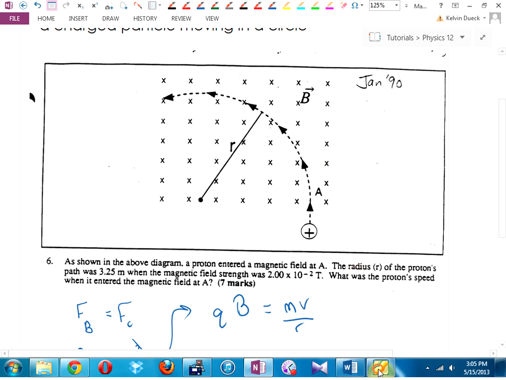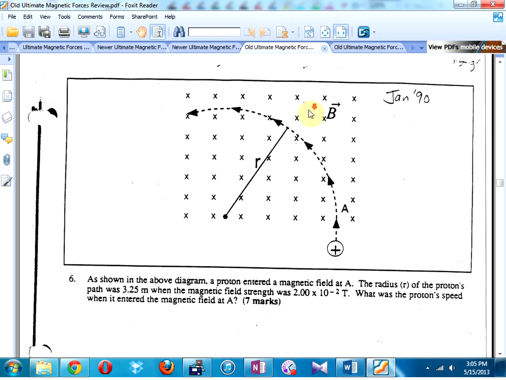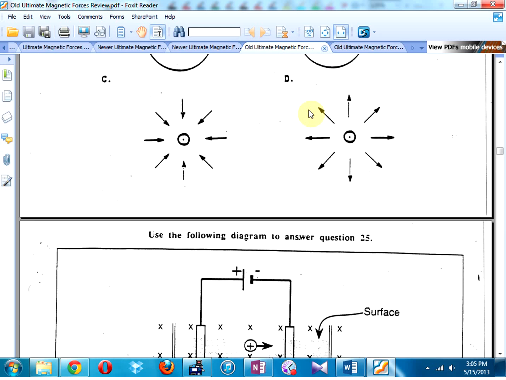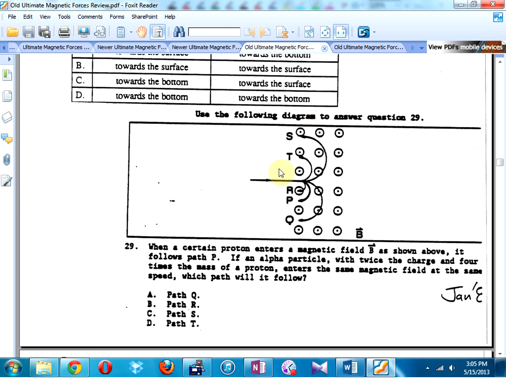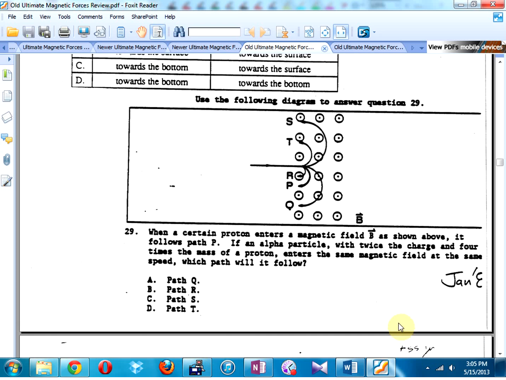As an example, I'll do one from the older review. I'm sure I already saw one, didn't I? Sure. Here, number 29 says, when a certain proton enters a magnetic field, it follows path P. That's this one right here. It gets bent downwards and in a medium circle. If an alpha particle with twice the charge and 4 times the mass, what path will it follow?